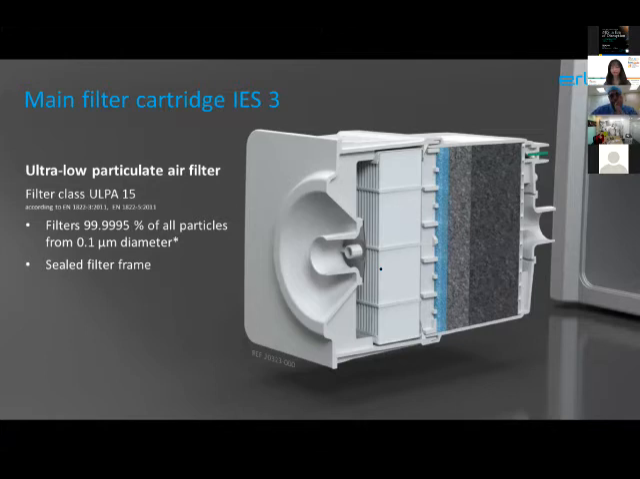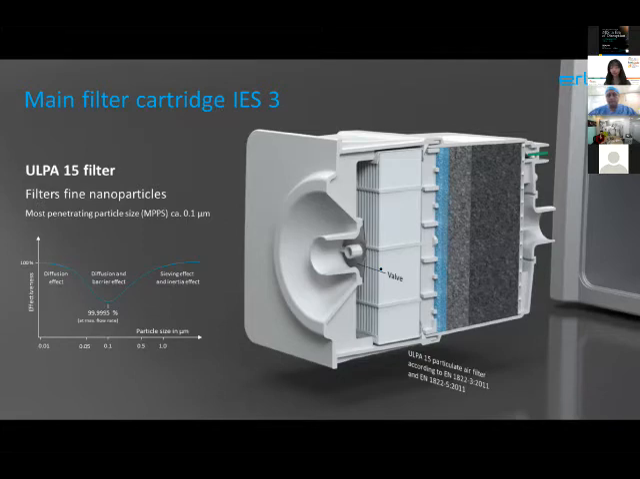So the UPA 15 filter is just a grade given to this particular ultra low particulate air filter, which filters 99.9995% of all particles from 0.1 micrometer in diameter. This sounds too technical. Let's go a little bit easier and see what it really means.